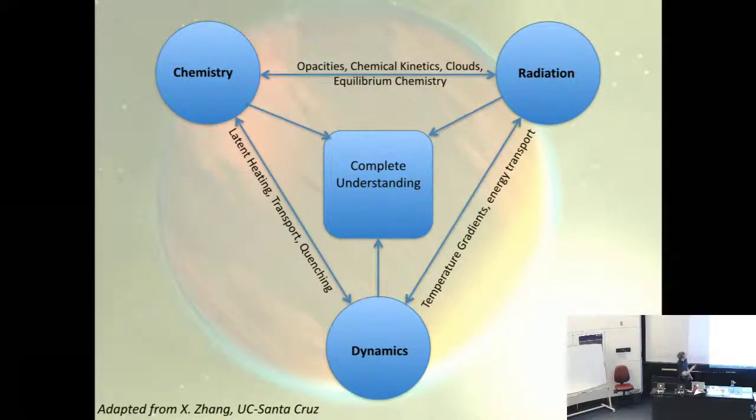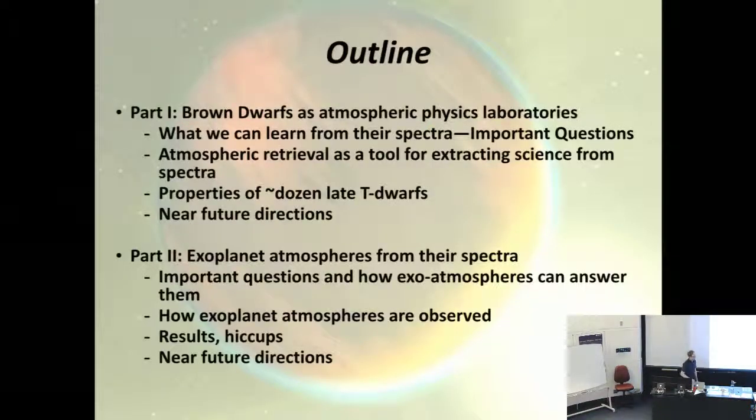These are kind of the big pieces that we want to try and understand. You have chemistry. Chemistry is coupled with dynamics. Dynamics is coupled with radiation through these various processes. So understanding all of these pieces of a planetary atmosphere and the links between them is what allows us to come to a more complete understanding. And understanding each of these pieces is non-trivial, especially with the data that we have now.